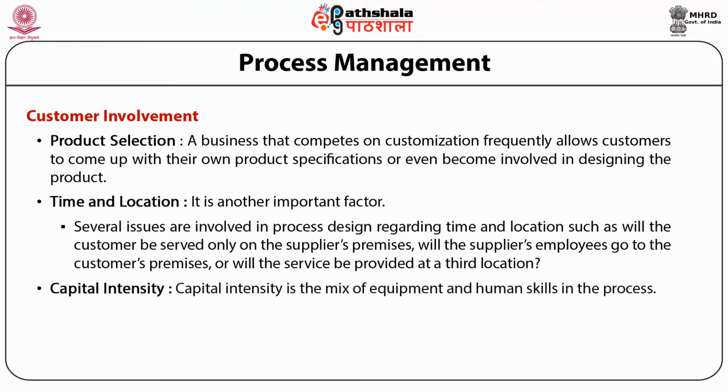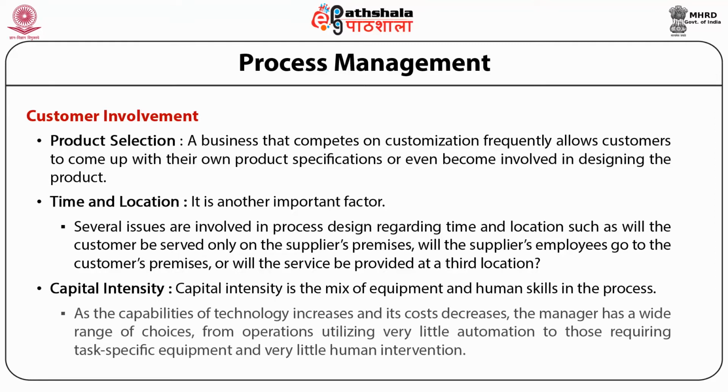Capital intensity. Capital intensity is the mix of equipment and human skills in the process. The capital intensity is high if the relative cost of equipment is high. As the capabilities of technology increase and its cost decreases, the manager has a wide range of choices, from operations with very little automation to those that require task-specific equipment and very little human intervention.